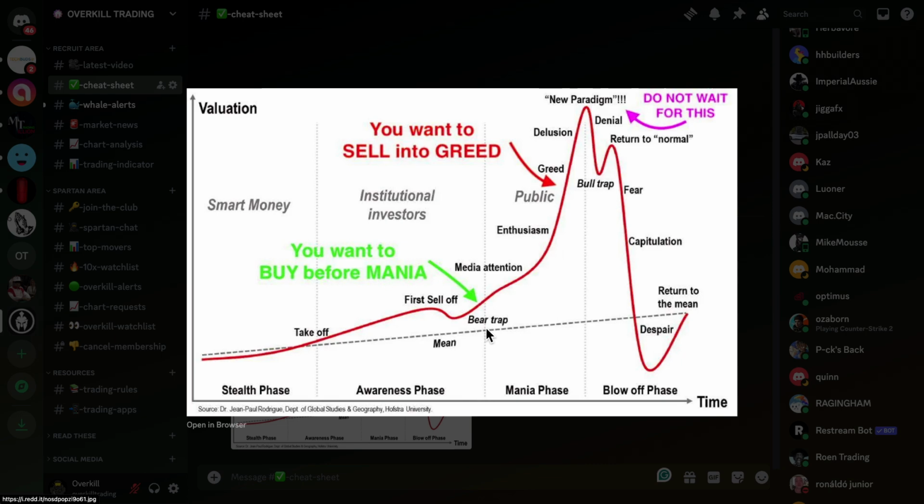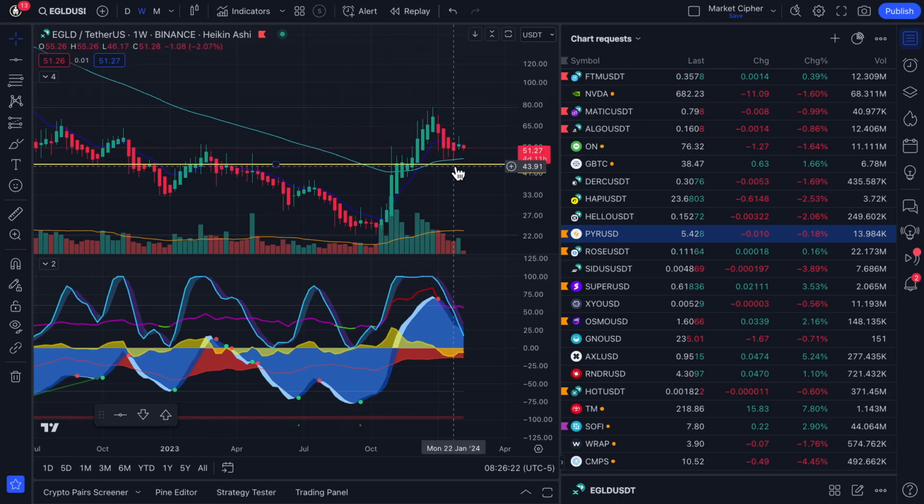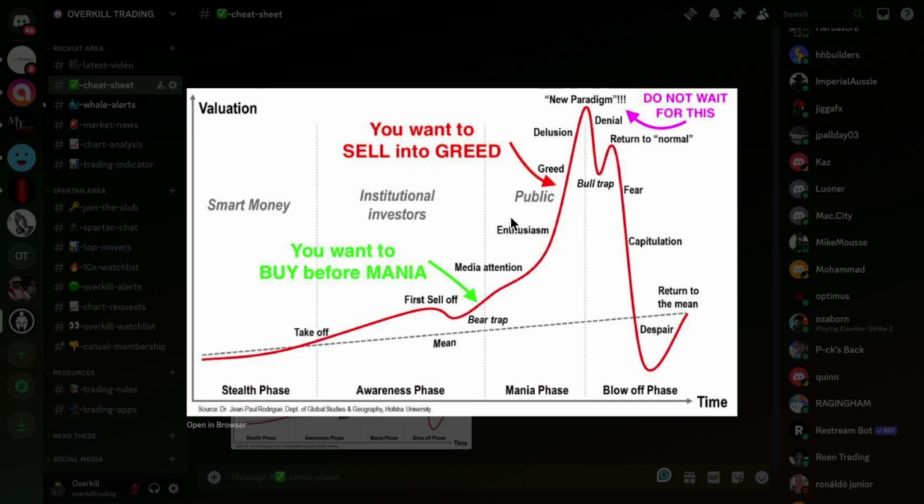Have faith, have hope. We're in this thing, folks. We're just getting started. Boom. Rippity dippity. Let's go. 44 is the stop on eGold.